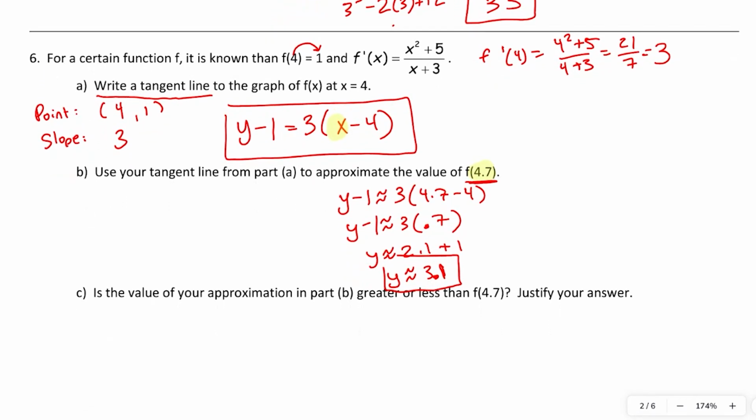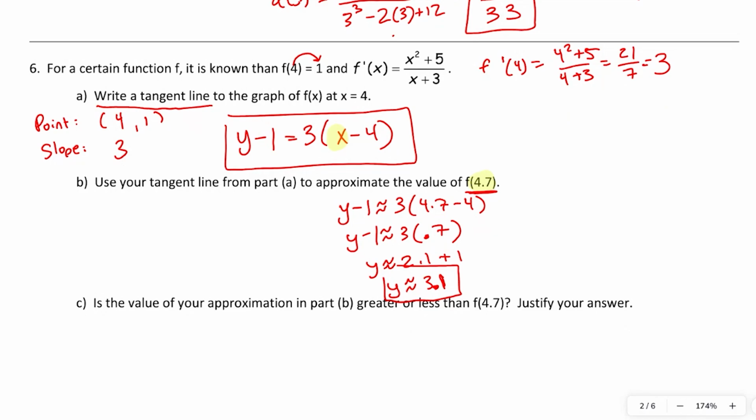Part C is asking if the approximation is an over-approximation: is it greater than the actual value or less than the actual value? Now, we do not have the original function. So at this point in our calculus journey, we cannot just plug in 4.7 anywhere. So kind of a bummer. But what we can do is realize that if this line lies on a point of the curve where it's concave down, where the second derivative is negative, then it's going to be an overestimate, in which case the estimated value would be greater.